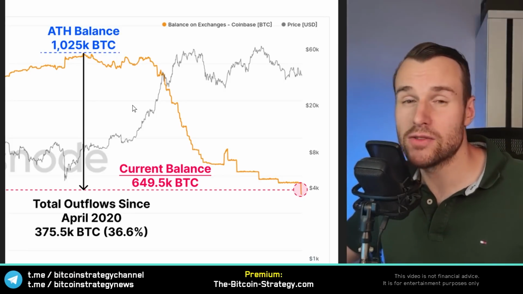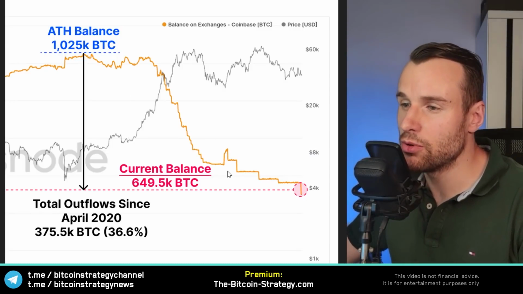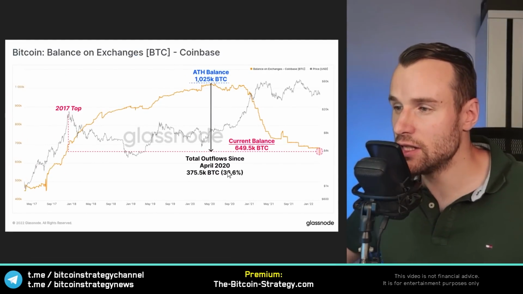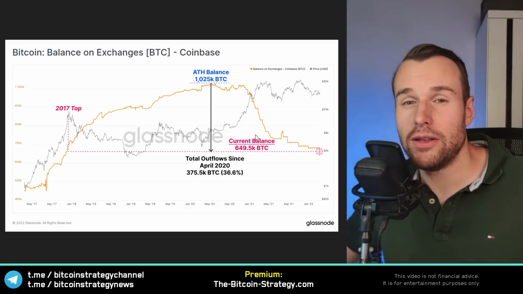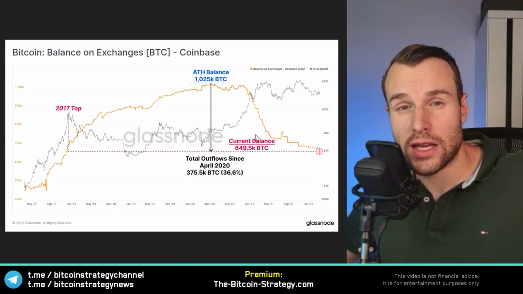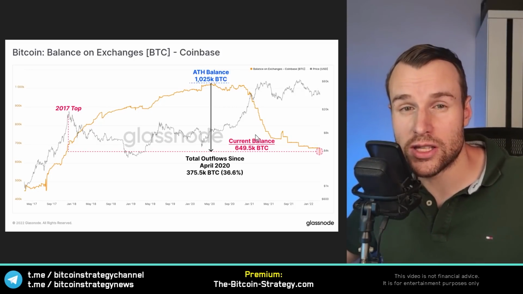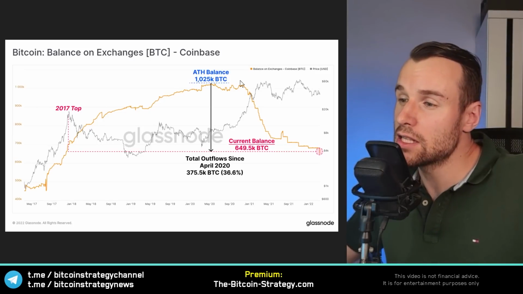This basically means, from my opinion, that a lot of people put their Bitcoin into cold storage. They put it into some kind of custody solution where they don't necessarily face the risk of regulation of Coinbase or where they might potentially risk getting hacked. They don't want to have direct access to their Bitcoin. They simply want to hold it over the long term. That's how I see this.